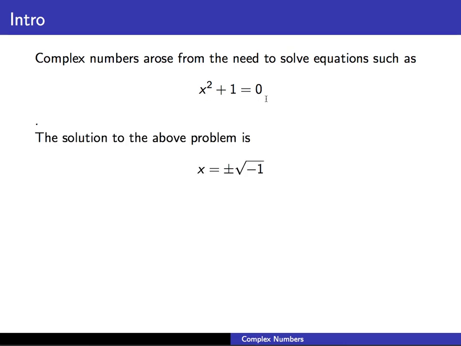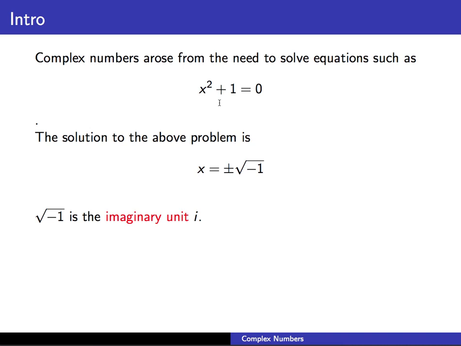So the solution to the above problem would be to subtract 1 from both sides and then take the square root of that. And the square root of negative 1 is the imaginary unit i. So anytime we have a square root of a negative number, we're getting imaginary numbers involved.